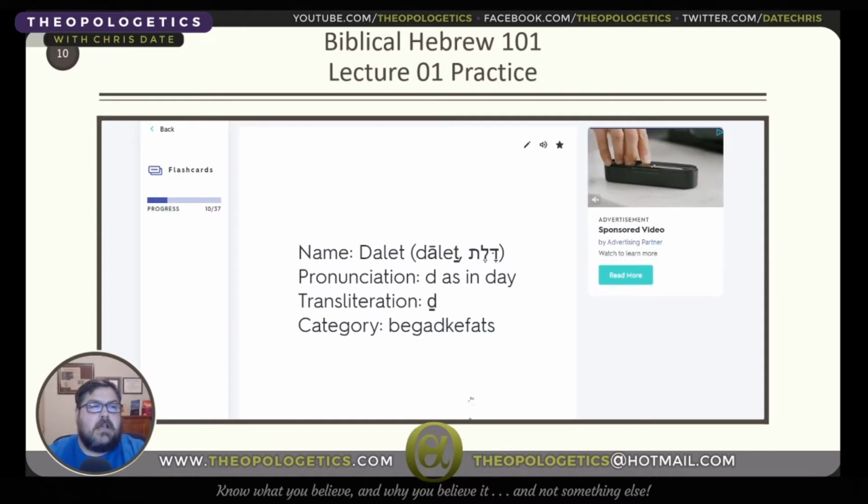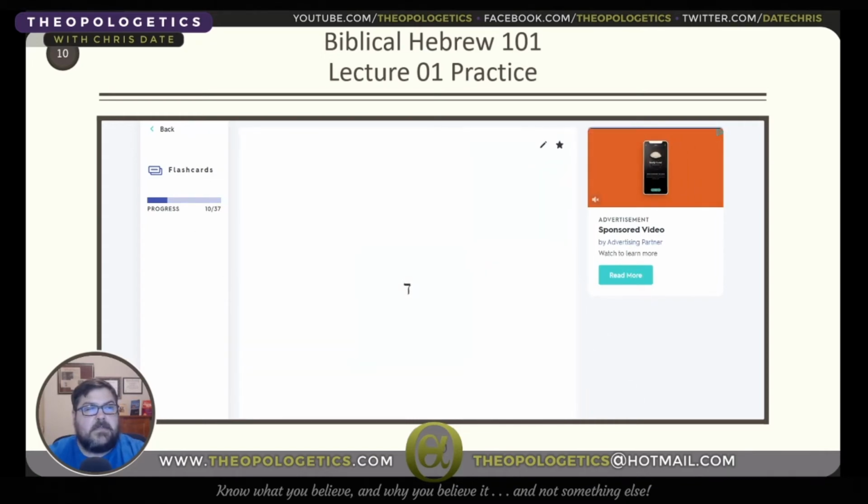So yeah, dalet, D as in day, D with a line under it, category begot kafats. Next consonant. This is the letter gimel. Gimel, which we saw earlier, except now it lacks the dagesh.